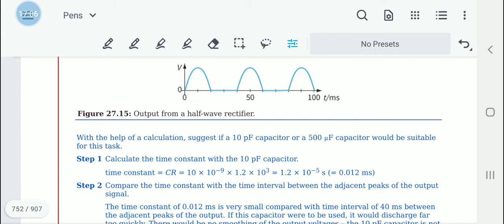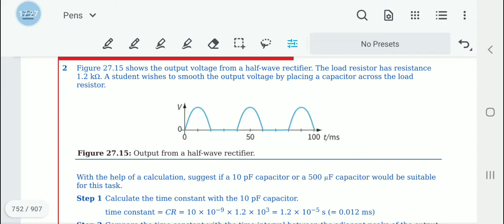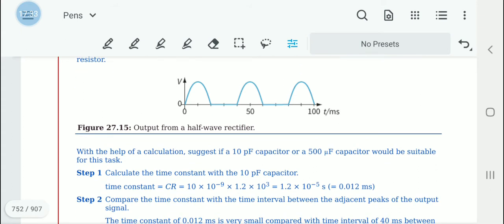First of all, we have to find out the time constant for the 10 picofarad capacitor. Time constant is equal to CR. C is 10 into 10 to the power minus 12, multiplied by R, which is 1.2 into 10 to the power 3. Those are the details they have given. So we get 1.2 into 10 to the power minus 8 seconds, 0.012 milliseconds.